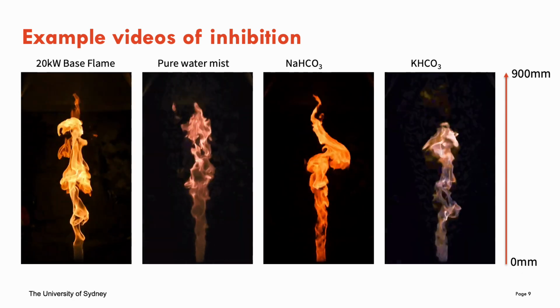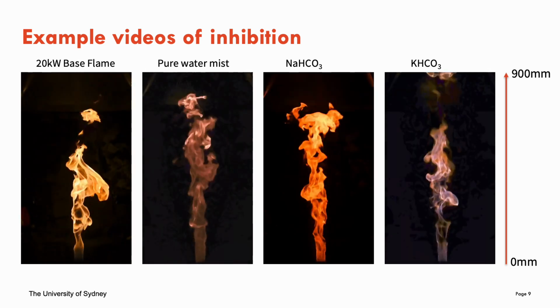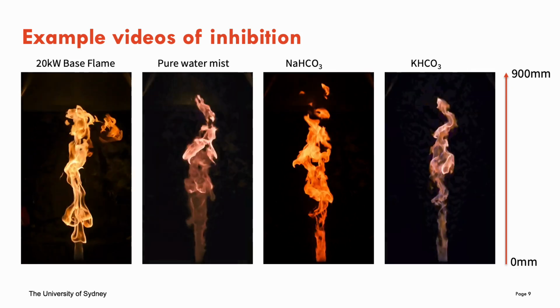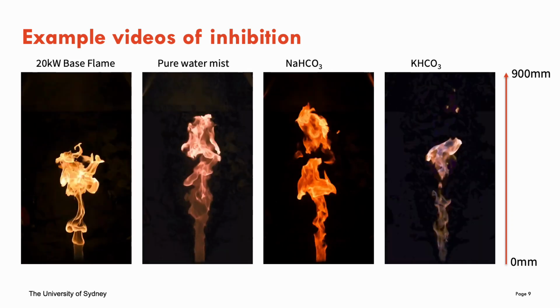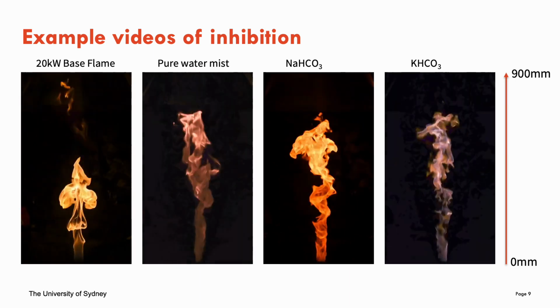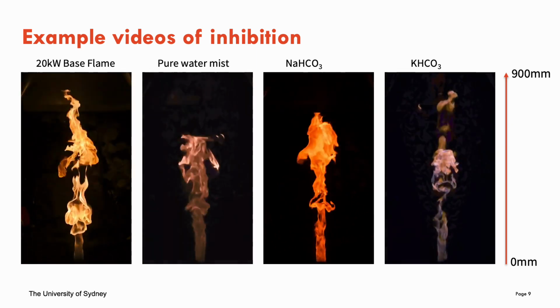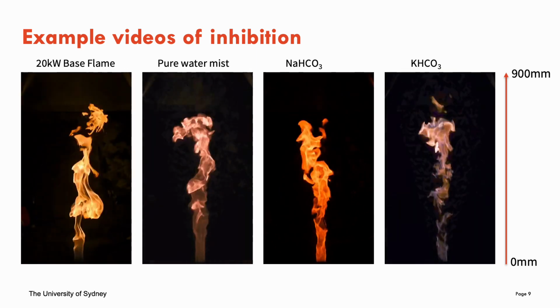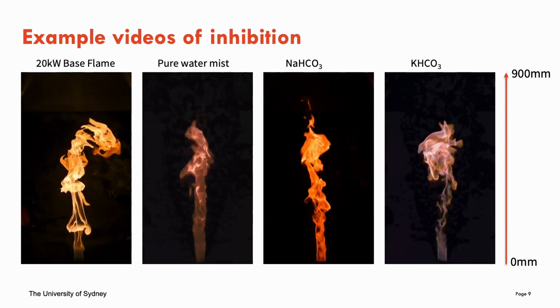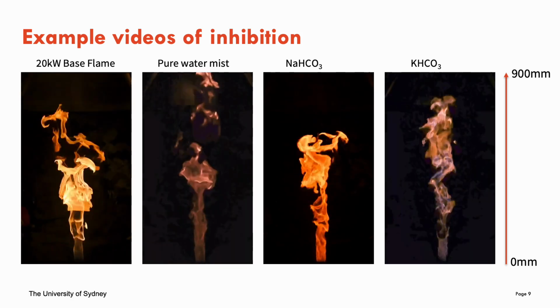Alright, so here are some example videos of inhibition. On the left we have our turbulent buoyant diffusion flame. The second video, pure water mist, you see a big reduction in flame luminosity. With sodium bicarbonate you effectively get a bright orange flame, and with potassium bicarbonate you get a pale blue purple flame. And what is quite interesting from these videos is if you look at the potassium bicarbonate specifically, you can see these large extinction holes forming in the flame front.